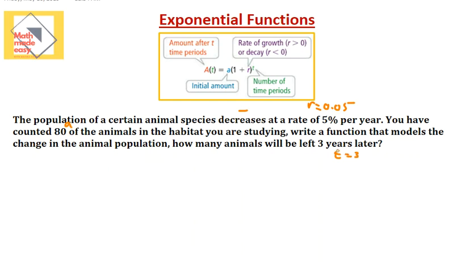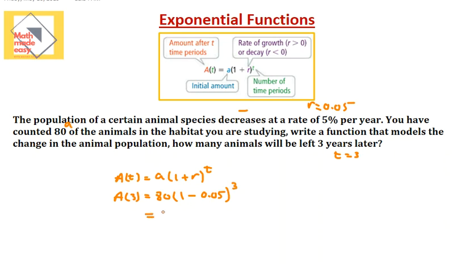So our first question was about investing money. This question here is about population. Both of them are represented by exponential functions. So let's see how we're going to work here. Again, same rule. A of t is equal to a times 1 plus r to the power of t. Now a of t is going to be a of 3 because I want to know after 3 years how much it is. The initial amount is 80. I have 1. Instead of adding, I'm going to subtract because it decreases, 0.05, and that's to the power of 3.